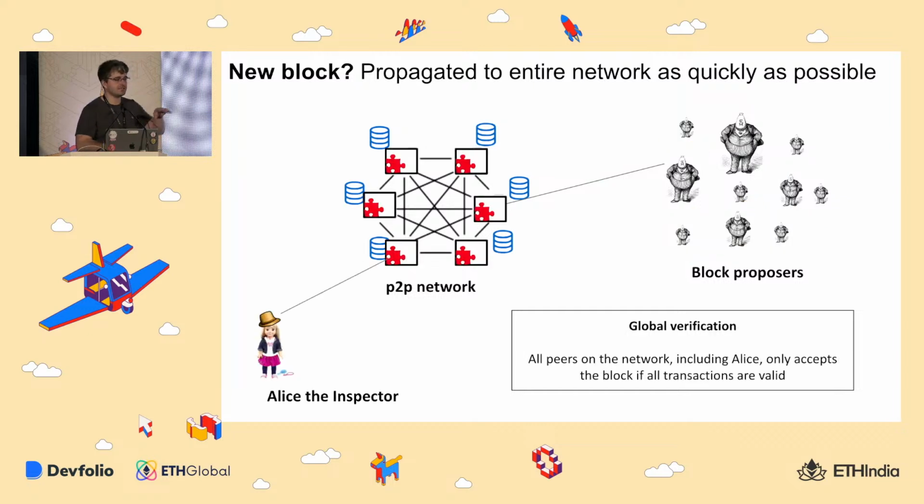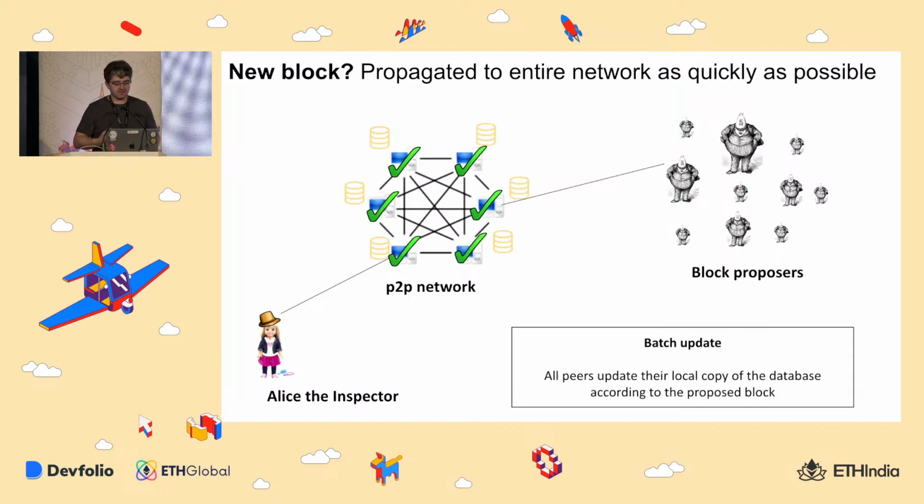They'll send it to every single peer in the network. That takes about 1 or 2 seconds. And every single peer in the network will get the block, execute it, check that it's correct, and then they'll update their copy of the database. And so when you think about this process, all that's really happening is that the block proposers propose a block, send it to the network, and it's a bit like a batch update.